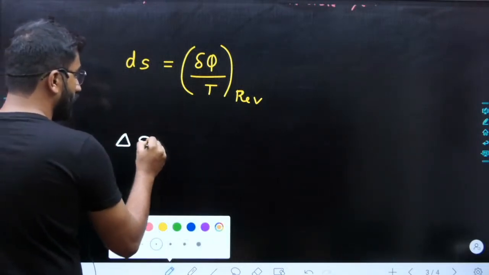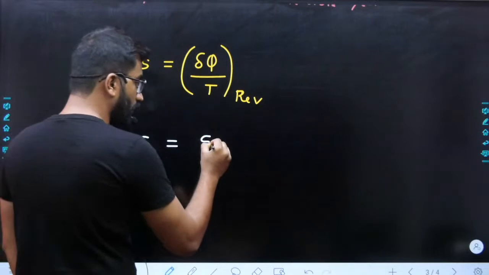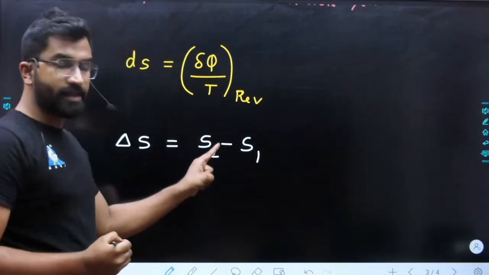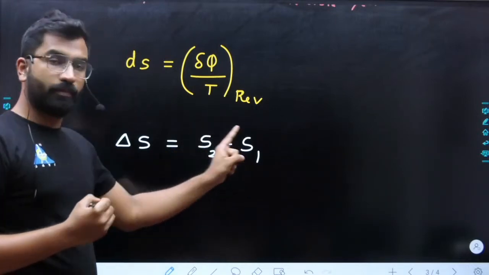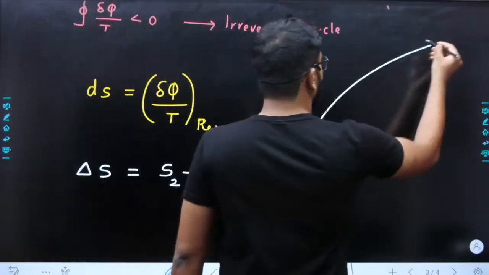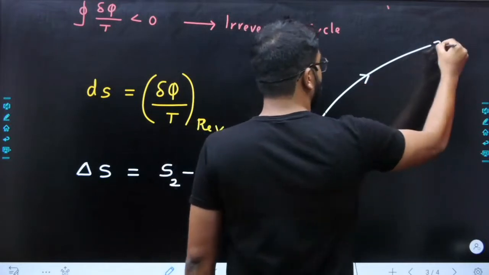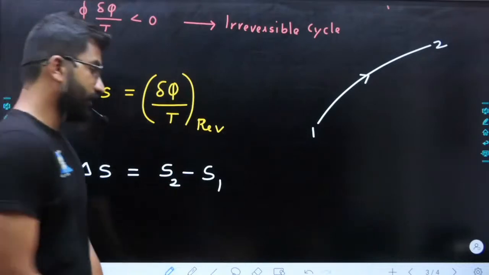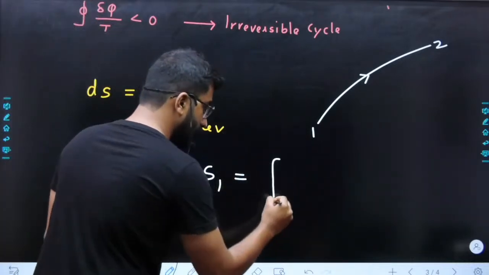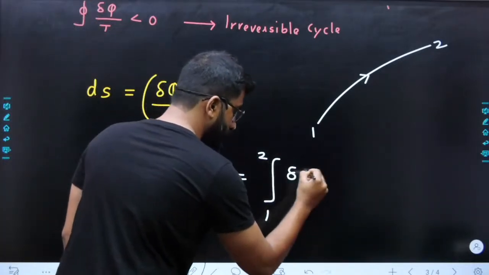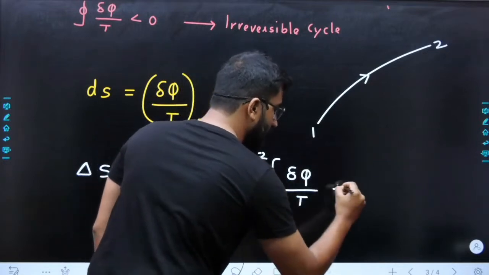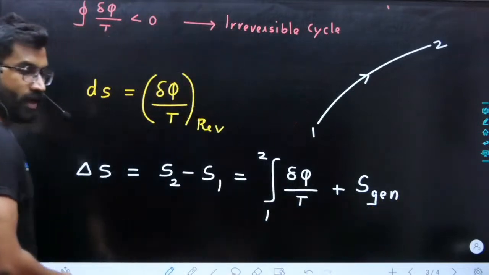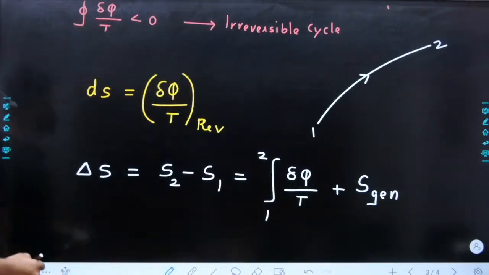What is the equation of delta S? Delta S is always S2 minus S1. Say you have a process, this is your process 1 to 2. What is the entropy change during the process? S2 minus S1 is equal to the integral from 1 to 2 of del Q by T plus entropy generation. So this is your basic equation of entropy change.